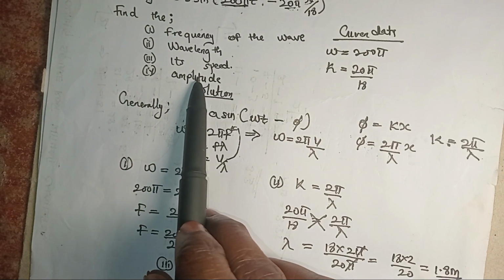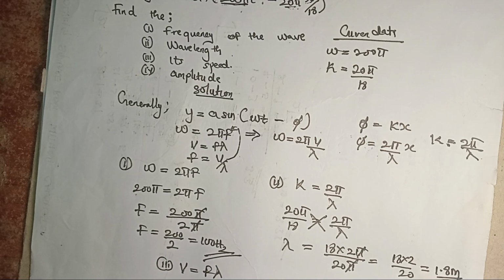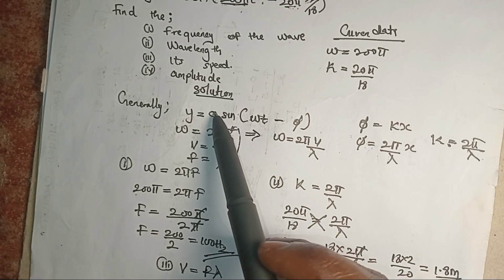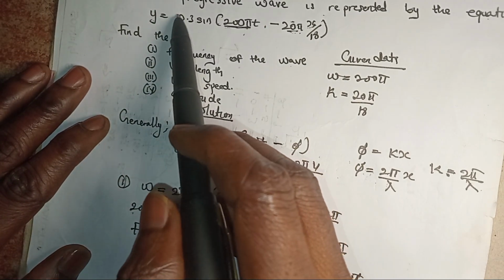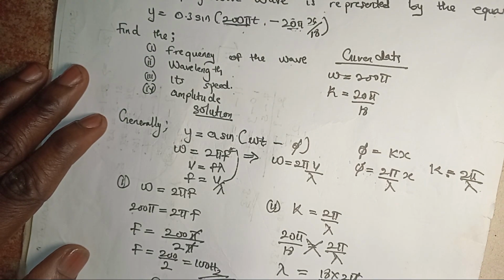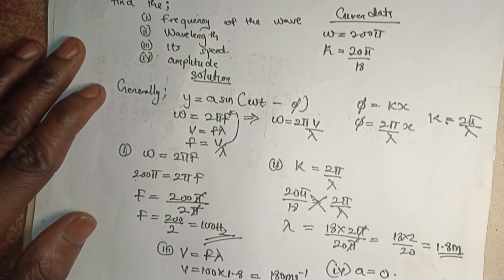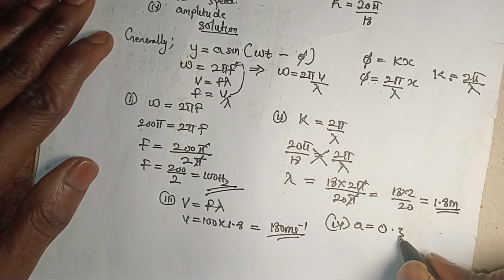The last question is that we should find the amplitude also. So we should solve for the amplitude. The amplitude, you are not going to calculate it, we just pick it out from the question. This is A. Go to the question, and we see that A is 0.3. So our amplitude is equal to 0.3.